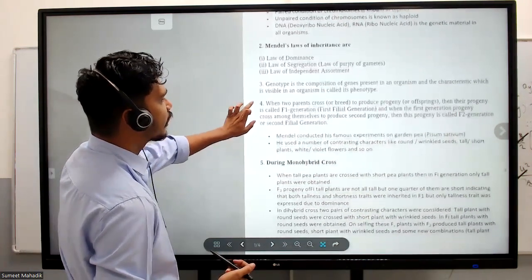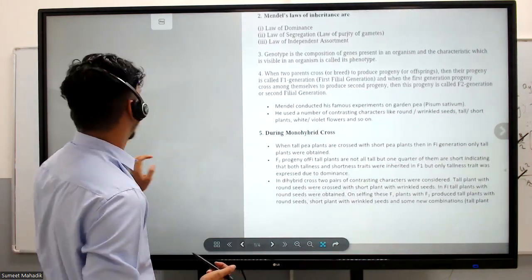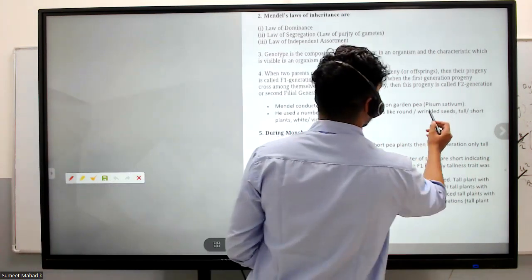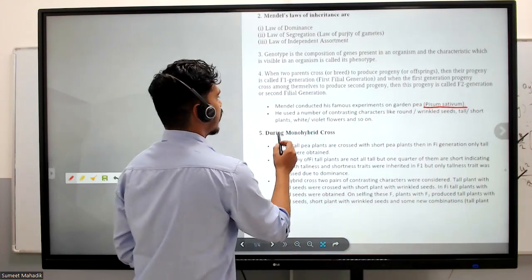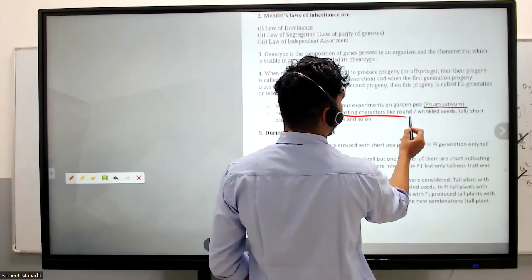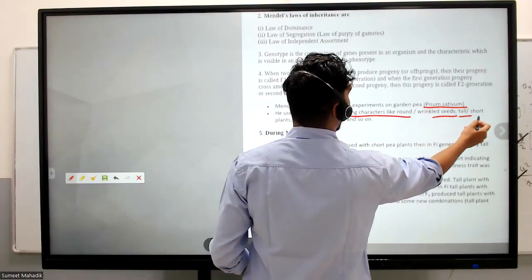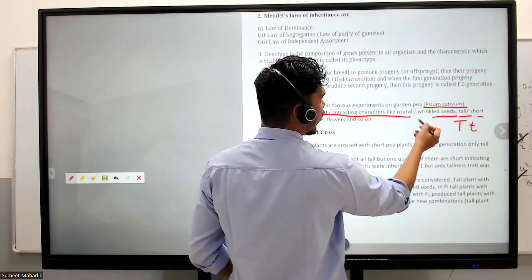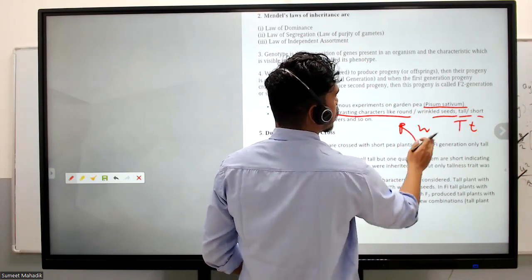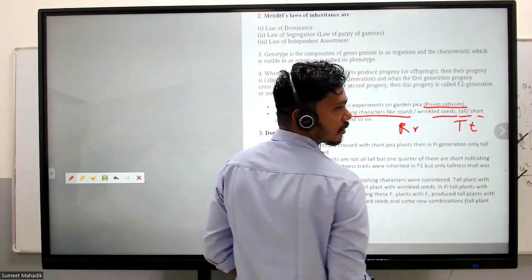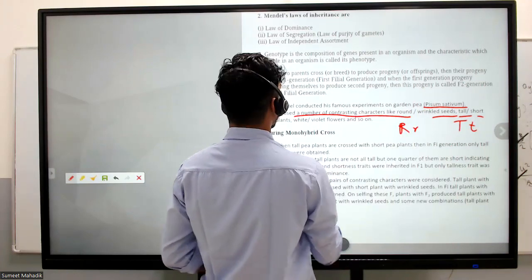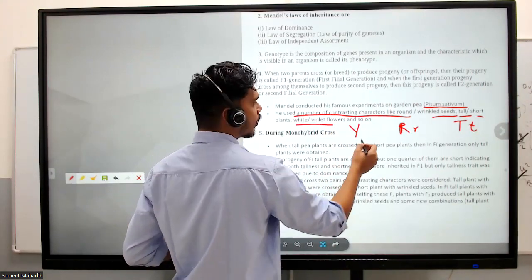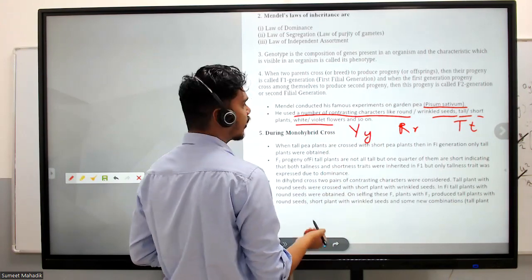So Mendel conducted his famous experiment on the pea plant. What is the scientific name of the pea plant? Pisum sativum. He used a number of contrasting characters like round and wrinkled seeds, tall and short. Tall is T, short is t, round is R, and wrinkled is r. Also white and violet flower color, and yellow seed color. Okay, these are the characters.